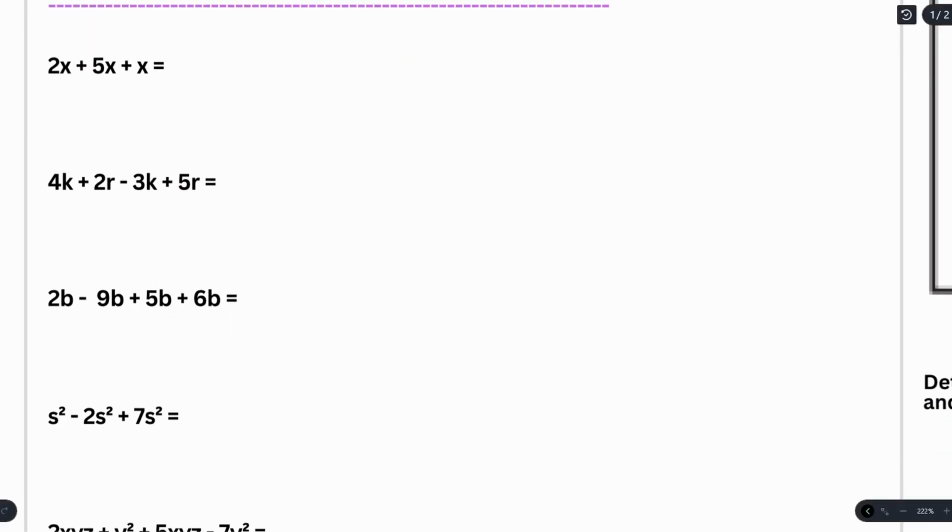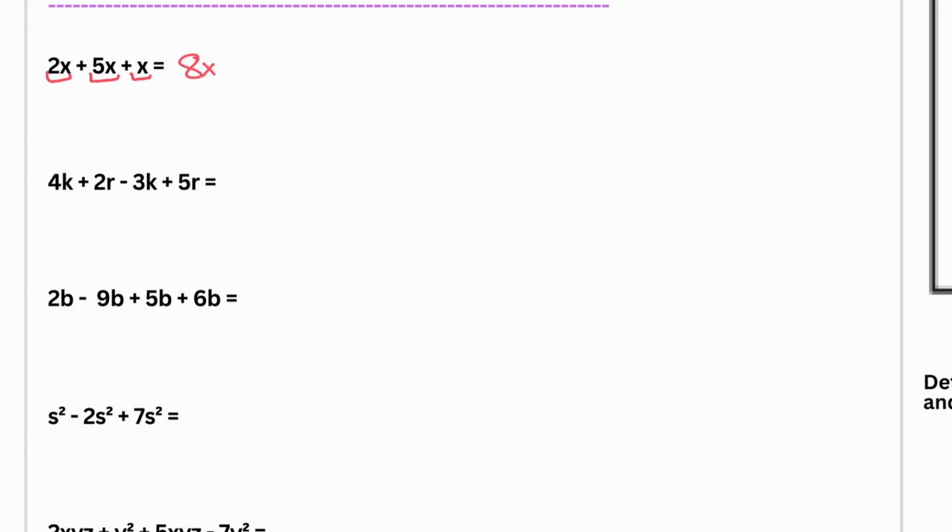The reason why we learn similar terms is that we can combine the similar terms. For example, here, all of these 3 terms have the same variable. Therefore, they're all similar terms, right? So we can just combine them. There's addition, so we can just do addition or subtraction, right? 2x plus 5x plus x would give us 8x.